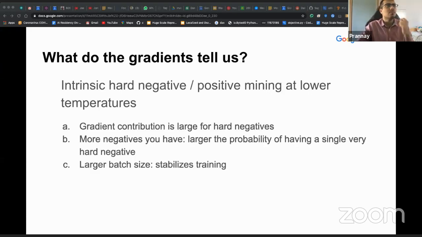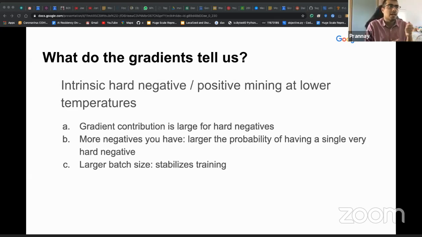Right. So what do the gradients tell us? We haven't trained any models yet. We've just looked at what the loss function should look like. We have done a few experiments. What do the gradients already tell us? This tells us definitely that hard negative and positive mining is already being done by the model. You don't have to do it manually, which is a very good thing if you are interested in implementing and productizing these models.